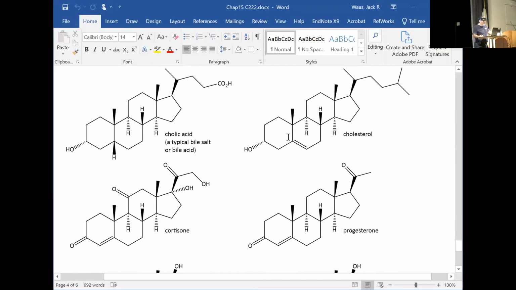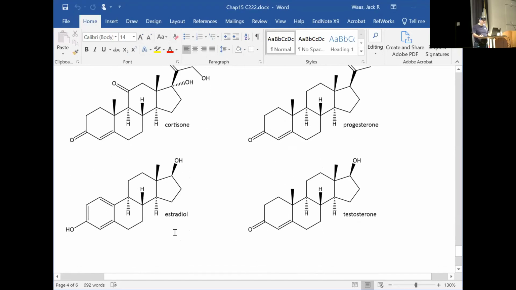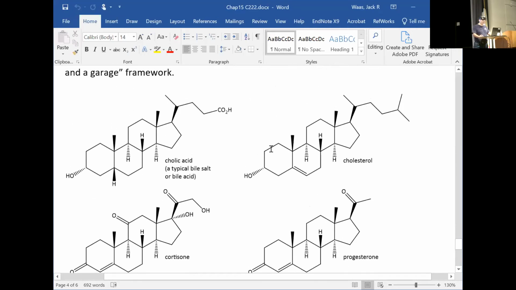Over here on cholesterol, this carbon is sp2 hybridized, so game over, there is no cis-trans distinction in that ring fusion. Same thing over here in cortisone, that's sp2, progesterone, sp2, testosterone, sp2. In estradiol, they're both sp2, game over. So that's how you know that these guys are not bile salts, because that ring fusion is not cis. Same thing with cholesterol. That ring fusion is not cis. But in a bile salt, that ring fusion will be cis, always. And as far as I'm aware, there's no exceptions to that.